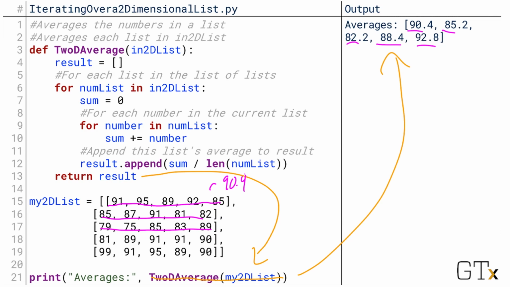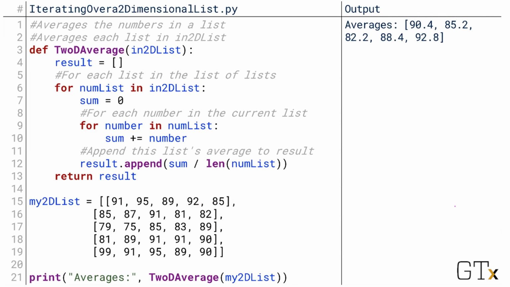This kind of nested loop structure is how we iterate over a two-dimensional list. Now we could take this further. We could have a list of lists of lists, or a list of lists of lists of lists, or so on. With a list of lists of lists, we would need 3 nested for loops to iterate over each individual value. And there's also one other interesting note here.